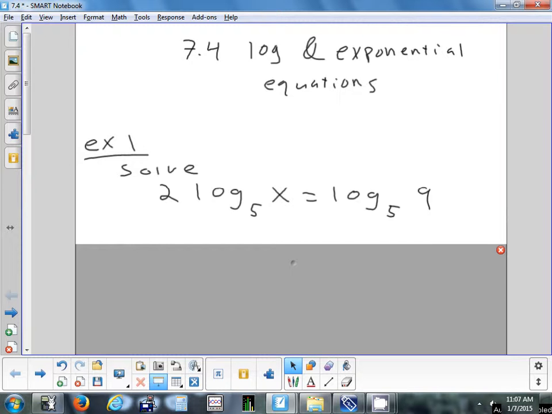And Algebra 1 skills. So factoring might come up. Quadratic equations might come up, but we'll see. But you do need to know your Algebra 1 pretty well.